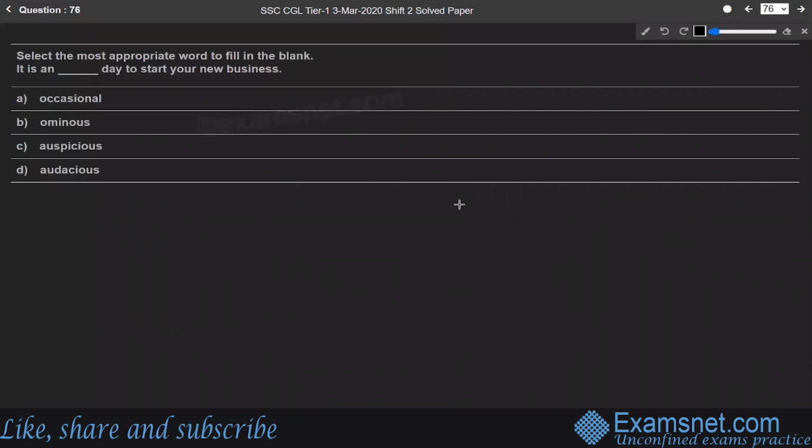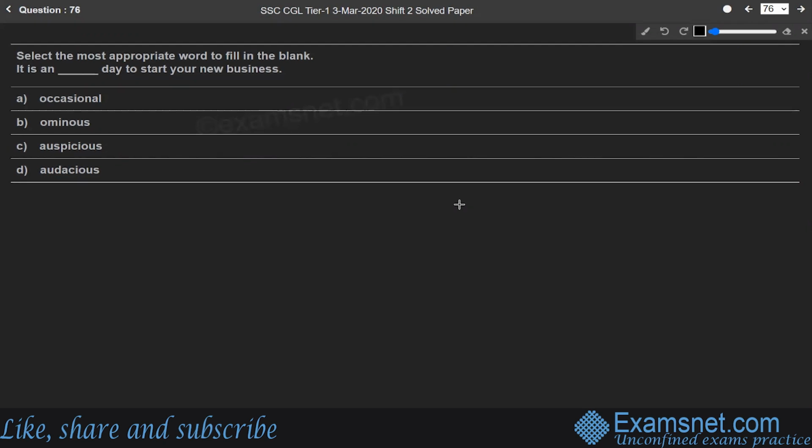Next question is select the most appropriate word to fill in the blank. And the sentence here is it is a blank day to start your business. You can see that the sentence here refers to a new beginning, right? That is a new business. And we have to find the most appropriate word that will fill in the blank. So let us have a look towards the options first. The options are occasional, ominous, auspicious, and audacious.